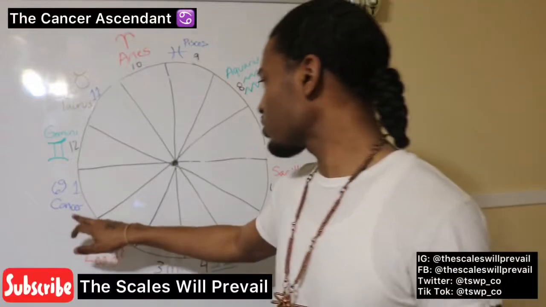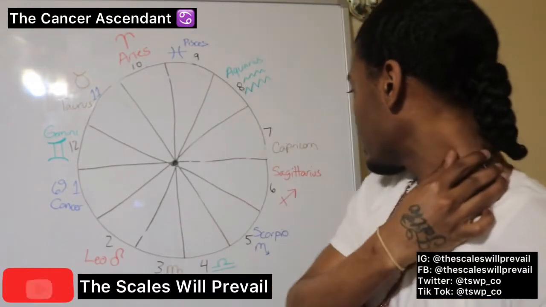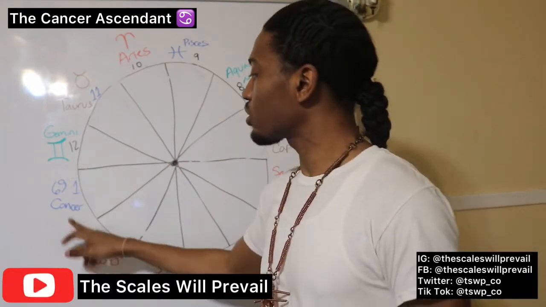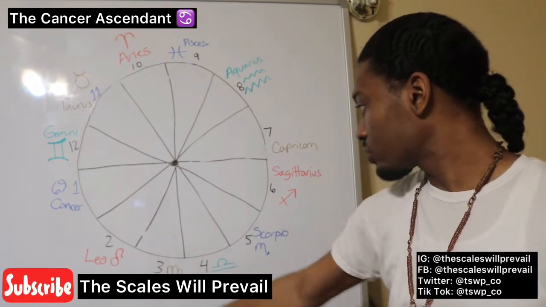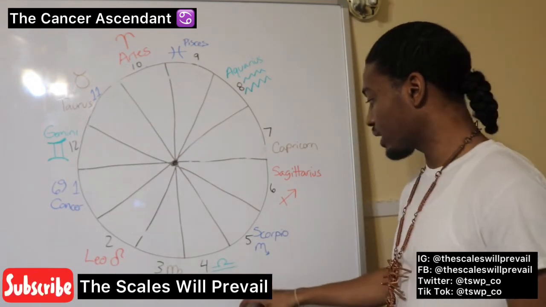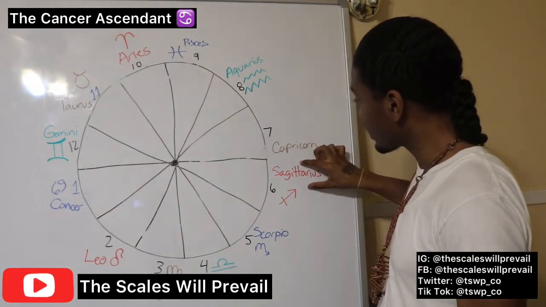We're gonna start with the Cancer Ascendant, right? Cancer is the fourth sign, the mother, basically. So we're gonna talk about the Cancer Ascendant. As you see right here, we got Leo, second house cusp. We got Virgo, third house cusp. We got Libra right here. We got Scorpio right here on the 5th. Sagittarius on the 6th house cusp.